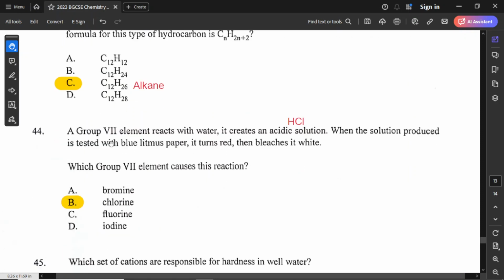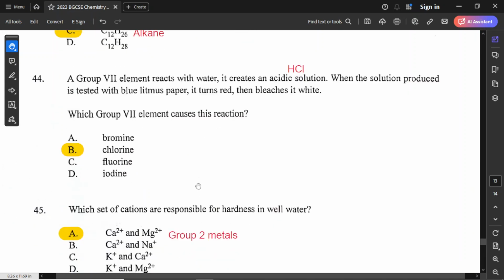44. A group 7 element reacts with water. It creates an acidic solution, which is definitely hydrochloric acid based on this. When the solution produced is tested with blue litmus paper, it turns red, then bleaches it white, and so we know that it's going to be chlorine. So chlorine will react with hydrogen to give hydrogen chloride or hydrochloric acid.